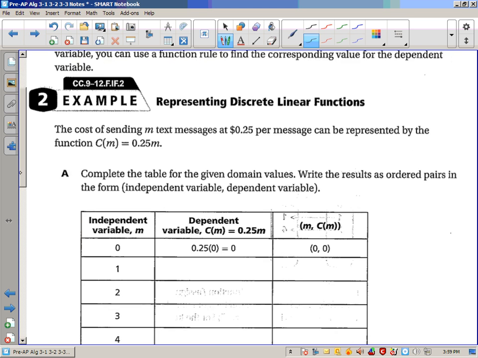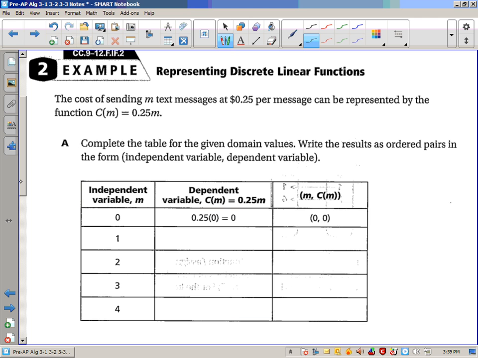So here's how a function could be written. The cost of sending m text messages at 25 cents per message can be represented by the function. Again, this is not C times m, but we would call this C of m equals 0.25m. So it says complete the table for the given domain values. Write the results as ordered pairs in the form independent variable, dependent variable.